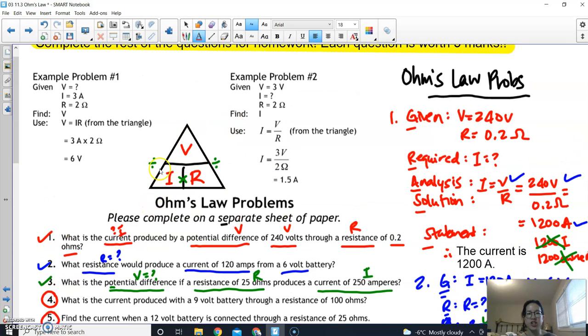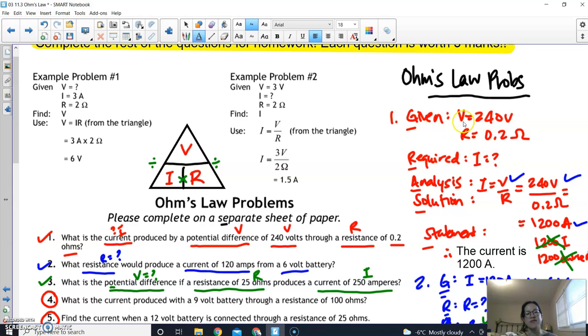So for example, question number 1, this is in red right over here, okay? So what is the current? Immediately I know that what's required, the R, the required aspect, is I, which is current, and it's produced by a potential difference. Potential difference is V, which is voltage. And it tells me that the voltage is 240 volts. Okay, so I'm just writing down the different givens and the required, okay? And then it's through a resistance of 0.2 ohms, okay? So I'm just recording my givens and required.